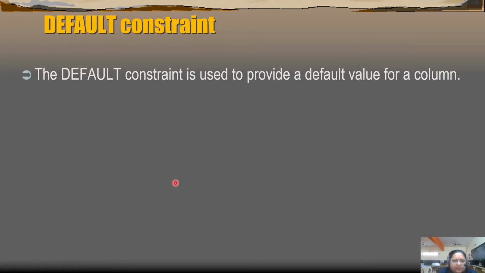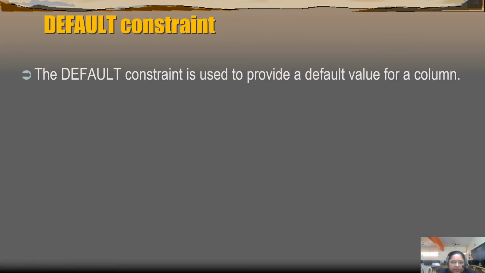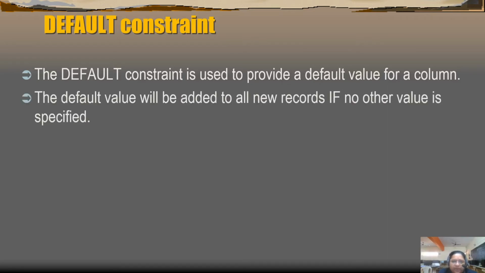Next is the default constraint. Now what is the default constraint? So we'll move on to the next, that is the default constraint. This constraint is used to provide a default value to a column. So if we have provided a default value, then even if the user skips the value for that particular column before inserting, MySQL will automatically insert the default value.